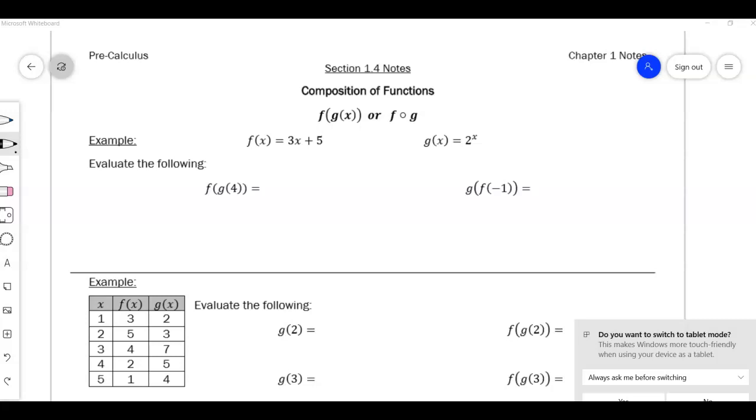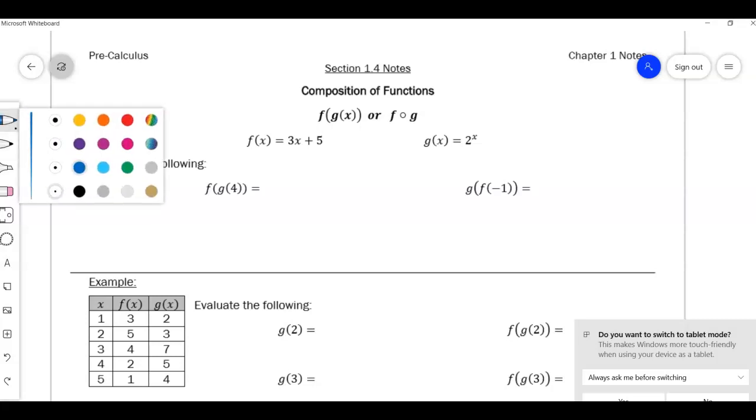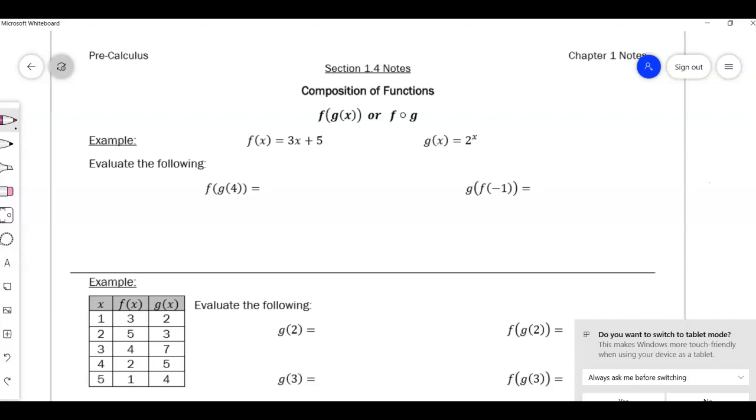In this video, we are going to follow along with section 1.4 notes in your packet. So you'll want to turn to that page and fill in that page as we go through it. So section 1.4, we are looking at composition of functions.